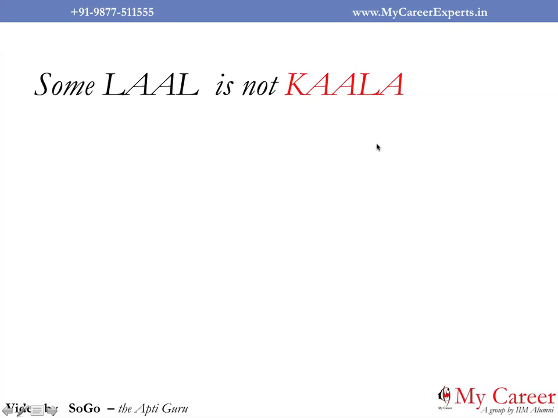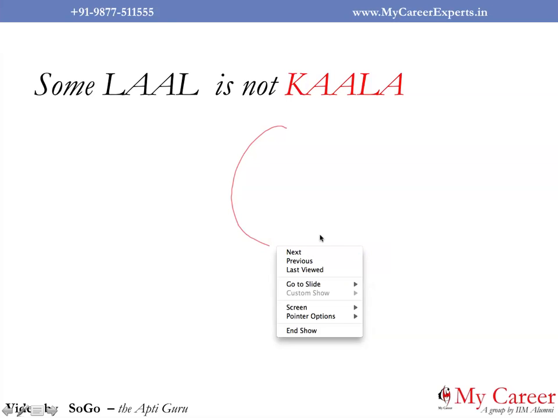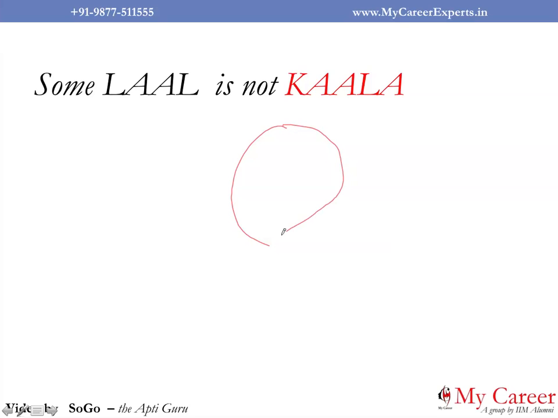Let's go to the next. Some lal is not kala. This is a very interesting thing. It is very difficult to draw this, but we will try drawing this. It says this is what I have as lal, and this is what I have as kala. But here it says some of the lal is not kala. I don't know whether about the rest of this, whether it is kala or not, but this part is definitely not kala.